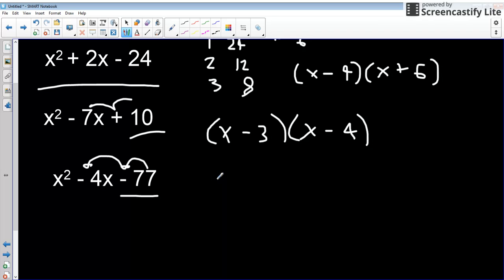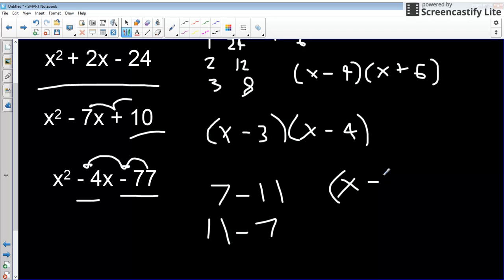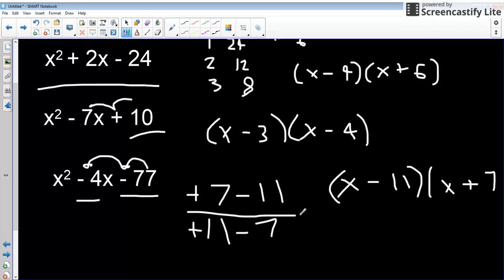And what are those factors? Yes, it should be 7 and 11. And let's think about it. Should it be 7 minus 11, or should it be 11 minus 7 to give me this middle term? Yes, it should be minus 7, which tells me that the answer should be x minus 11, I said that wrong. X plus 7, rather. Again, this is plus, and so plus 7 minus 11. There you go. Hope that helps you guys.